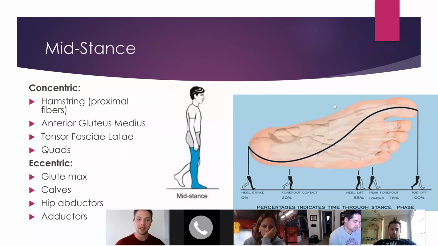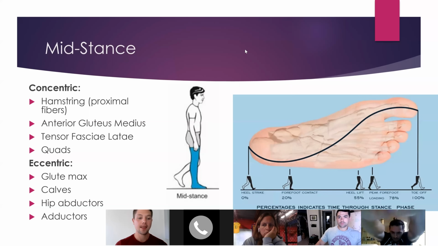Mid stance is a position of internal rotation. Therefore, you are going to see muscles that internally rotate become much more active. The concentrically oriented muscles are going to be the hamstring muscles, more so on the inner side of the leg, and the proximal hamstring muscles that are more responsible for extending the hip underneath us. The anterior glute med, the TFL, are going to be concentrically oriented, and the adductors are actually eccentrically oriented.